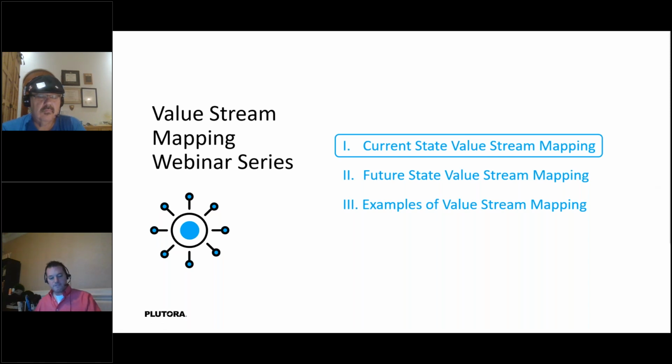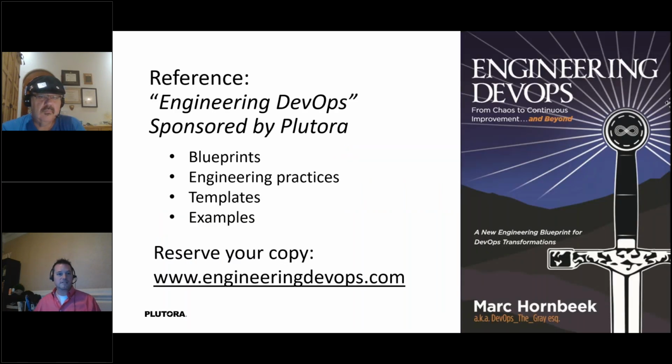If you've never done value stream mapping before, this is a great intro. If you have, you'll get some new tidbits on where to go and how to do the calculation. Marc is coming out with a book, which should be out in just another week. If you're going to Enterprise Summit in Vegas, you can stop by the Plutora booth and pick up a copy. You can also reserve a copy on Engineering DevOps, but it's a great book. It has a lot of cool blueprints on how you actually do DevOps transformations.